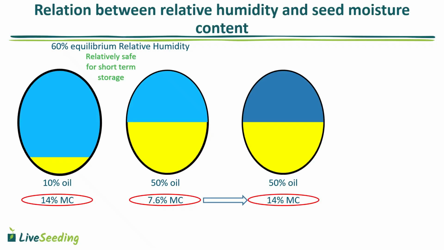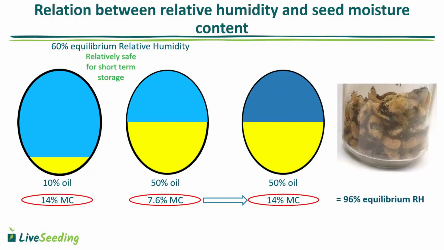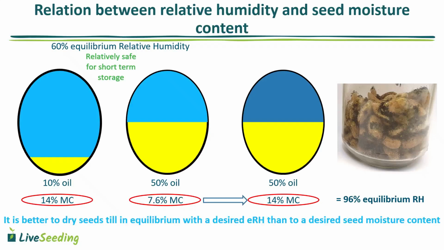We can add water to the second seed to reach the same moisture content as the first one, 14%. After that, there will be so much water in the non-oil part that the seed becomes in equilibrium with 96% relative humidity. As a consequence, molds will start to grow on those seeds and they will very rapidly deteriorate. It is therefore better to dry seeds till an equilibrium with a desired relative humidity than to a desired seed moisture content.